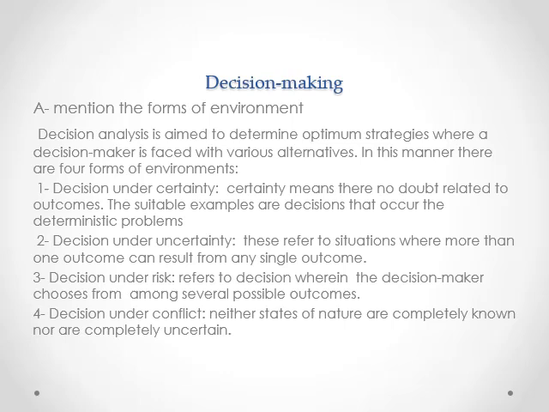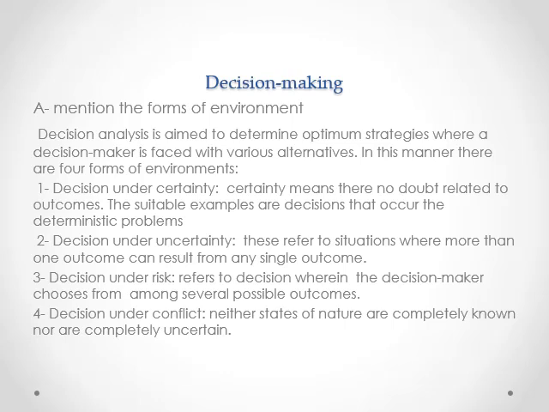Decision under risk refers to decisions wherein the decision maker chooses from among several possible outcomes. We will neglect this form of decision. The last is decision under conflict. Neither states of nature are completely known nor are completely uncertain. We are not going in depth to explain this form of environment.